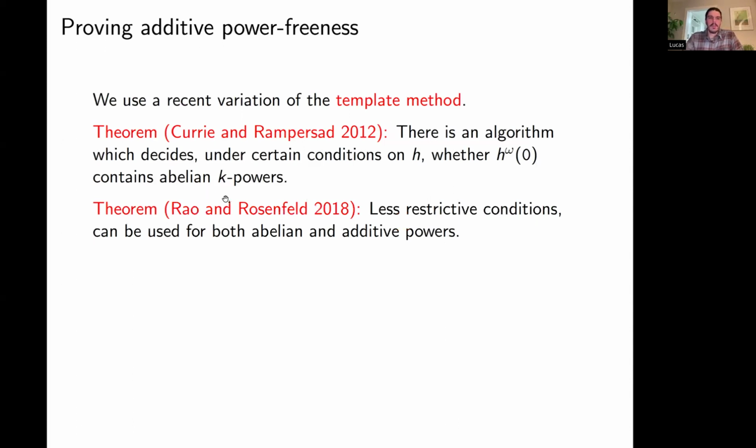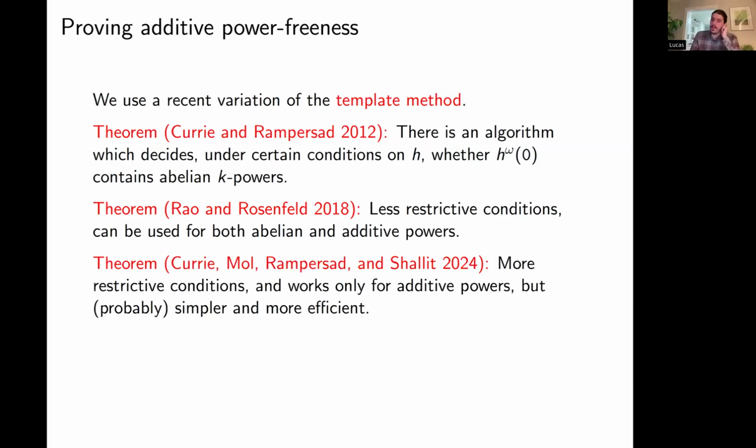A big development was made by Rao and Rosenfeld, who found much less restrictive conditions for this algorithm, and they adapted it so that it could be used for additive powers as well. It was in this paper that they proved that there's an infinite word over a finite subset of Z^2 that contains no additive squares. They actually proved a lot of interesting results in this paper.